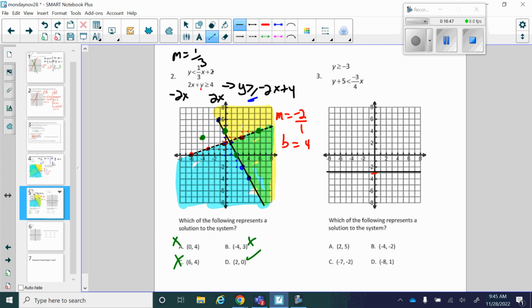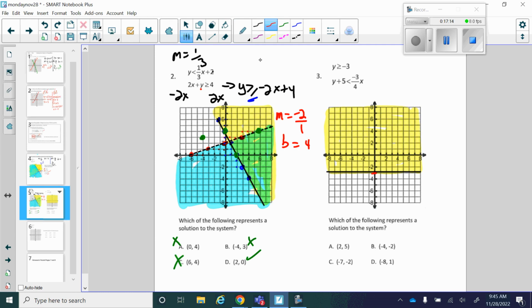Because it's greater than or equal to, I'm going to shade above the line. Everything above the line, I'm going to shade. Good.